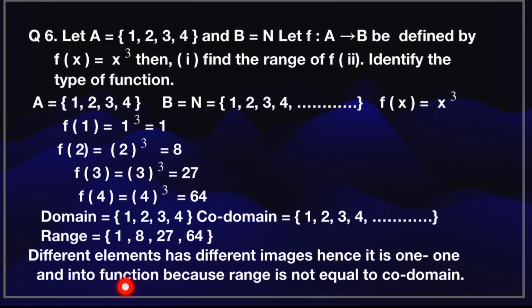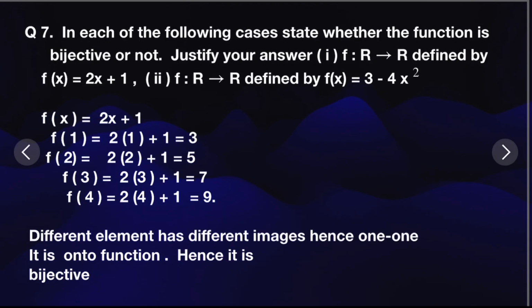Better to say it is an into function, because they are saying identify the type of function. It's an into function. Question 7. In each of the following cases, state whether the function is bijective or not. Justify your answer. So bijective means that the function should be 1 to 1 as well as onto function. So okay, let's take the first one.